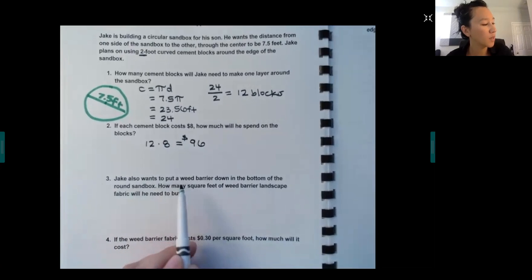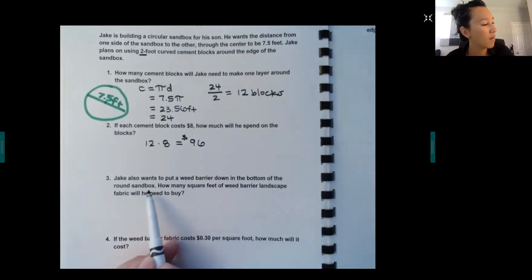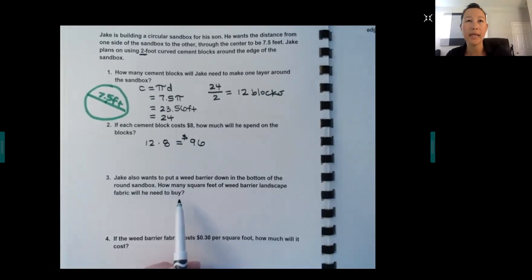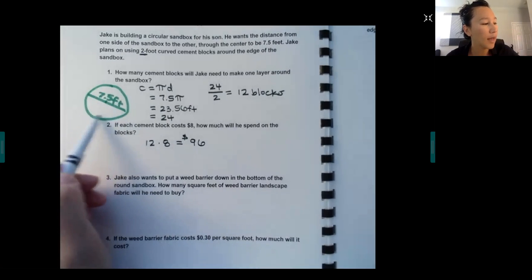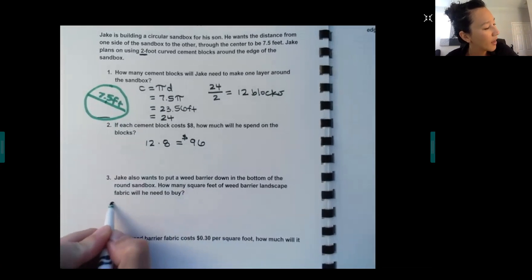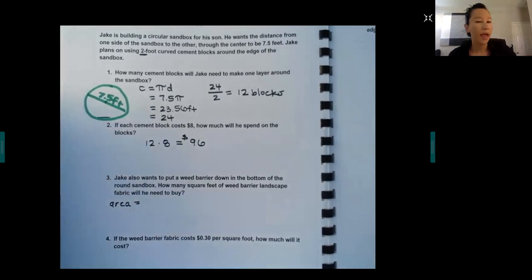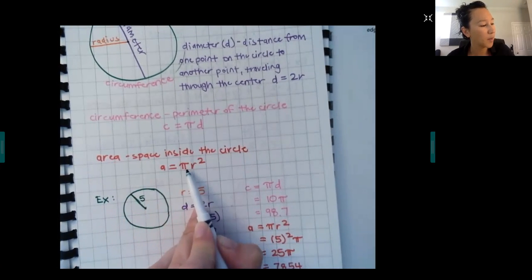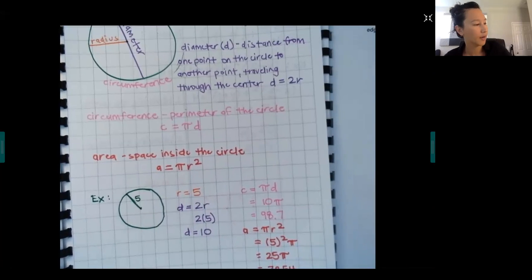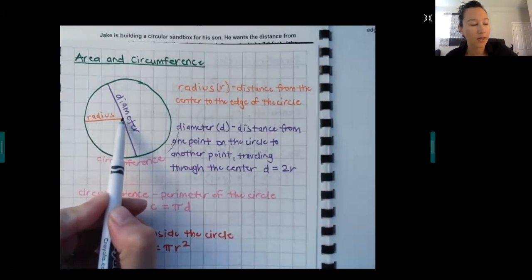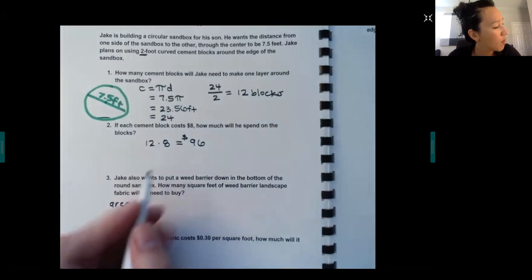Okay, so Jake also wants to put a weed barrier down in the bottom of the round sandbox. How many square feet of weed barrier landscape fabric will he need to buy? So that's going to cover the whole inside of our circle, right? So then that means we're going to need to find the area. This is talking about the area. And if you remember, the area or the space inside a circle we calculate by multiplying pi times r squared. And r, remember, is just the distance from the outside of the circle to the center, and it's half the diameter.